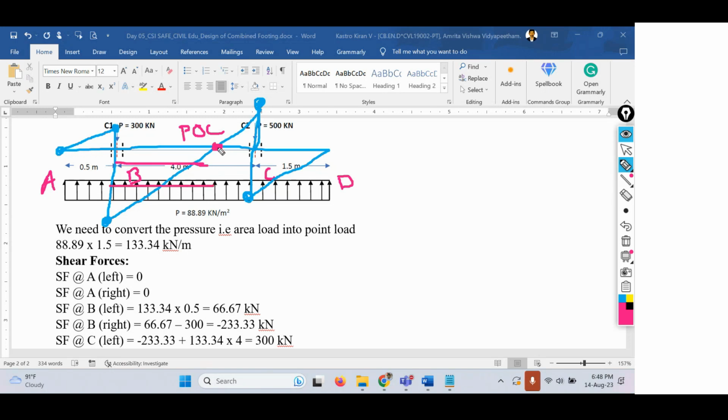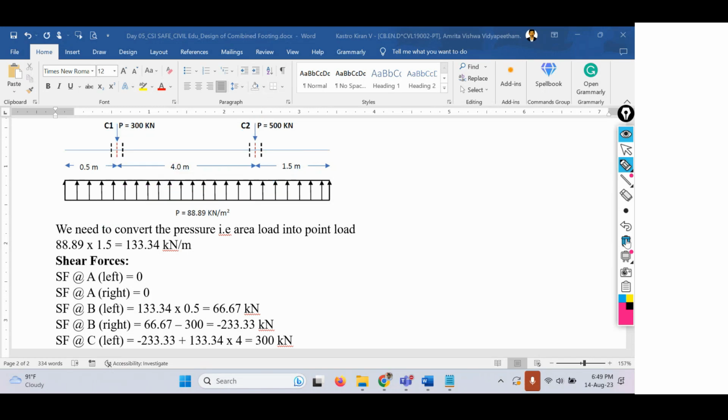Here I have just mentioned it as one particular point. But what is the distance of this particular point so that I can provide the reinforcement effectively? In order to find out the length of the reinforcement that has to be provided effectively, we need to find out the distance of the point of contraflexion.